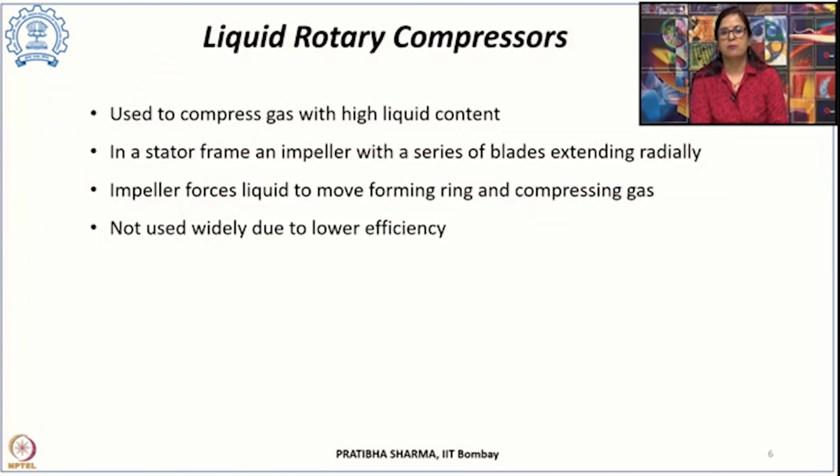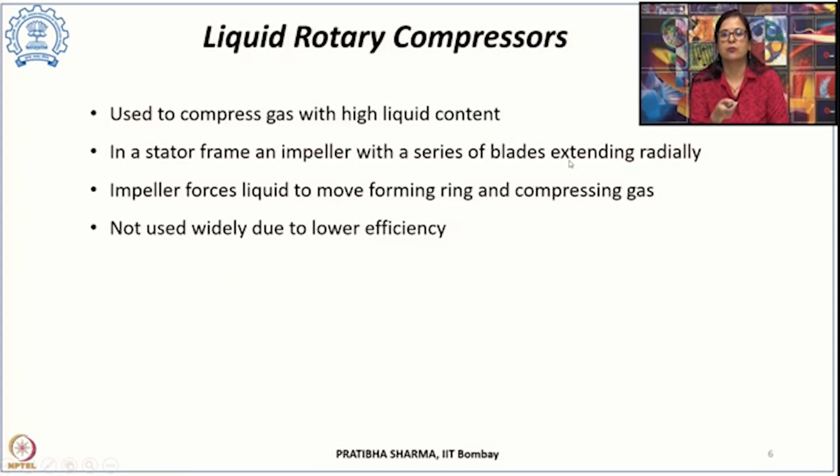So, that was a liquid piston type of compressor. We can also have a liquid rotary type of compressor, and these rotary type of compressors are specifically used to compress gas which has a high liquid content. So, a saturated gas which has a very high liquid content can be compressed using these liquid rotary type of compressors. Now, in them there is a stator frame, inside that is an impeller which has a series of blades, and the kinetic energy is used to compress the gas, and these blades extend radially.